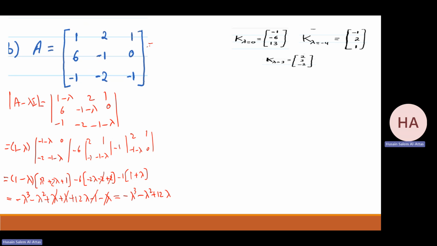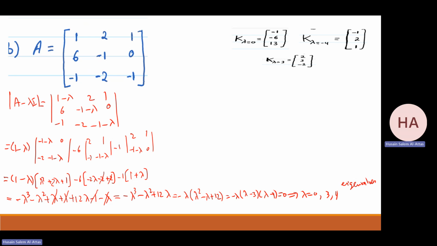Now I can take minus lambda common factor. Let me do it here. Minus lambda common factor. I have what? Lambda square minus lambda plus 12 minus lambda. Lambda minus 3, lambda minus 4. So lambda 0, 3, 4. These are the eigenvalues.